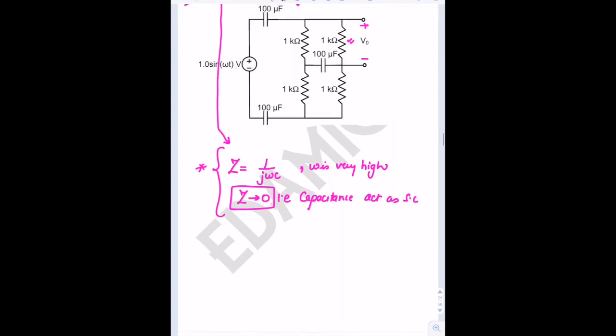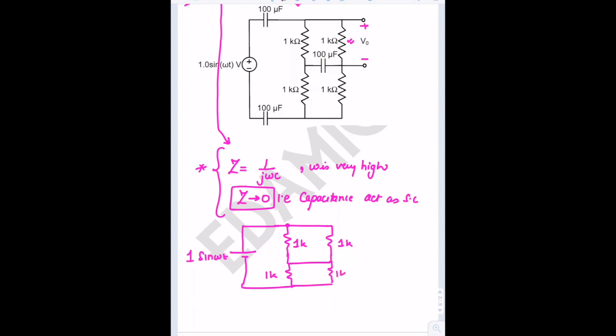Now at very high frequency, since the capacitances are short circuited, I can redraw the circuit. The source is 1 sine omega t. Capacitances are short circuited. 1 kilo ohm, 1 kilo ohm, capacitance short circuited, 1 kilo ohm and 1 kilo ohm. So we can easily see that the output voltage is equal to 0.5 sine omega t, and the peak value of the output.